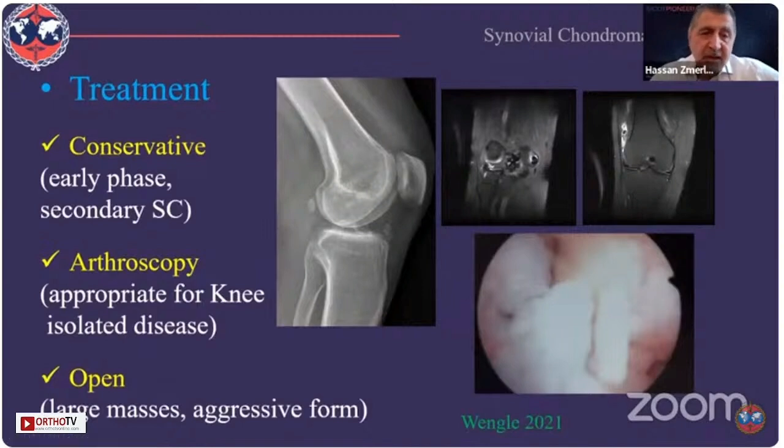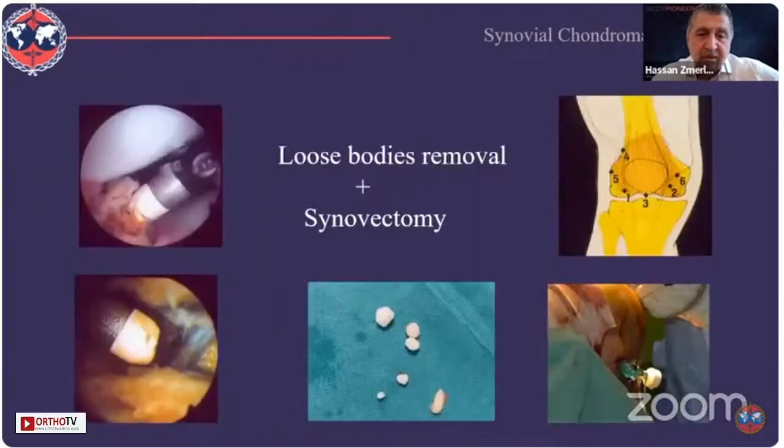And the treatment. Generally, the treatment is a surgical treatment, but in the early phases, in some cases of secondary synovial chondromatosis, in asymptomatic cases, we can do a conservative treatment. But the appropriate treatment for synovial chondromatosis of the knee is the arthroscopic treatment. In some cases, an open approach or a combined arthroscopic and open approach is necessary. The treatment consists of the removal of loose bodies and the synovectomy. The synovectomy must be as aggressive as possible. It is important to have familiarity with all arthroscopic portals to reach every compartment in the knee.